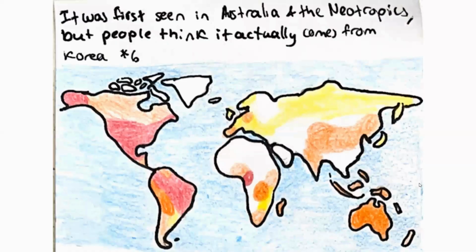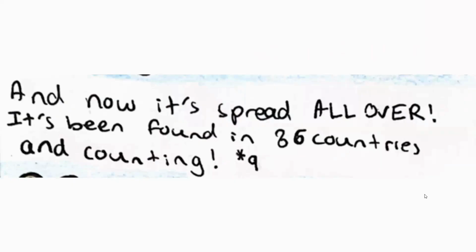It was first seen in Australia in the near tropics, but people think it actually comes from Korea originally. They don't know the exact start. This is a heat map of all the places they found it so far from all the frogs that they have tested in the world. And now it's spread all over. It's been found in 86 countries and counting. These are just the ones that they've tested frogs at.